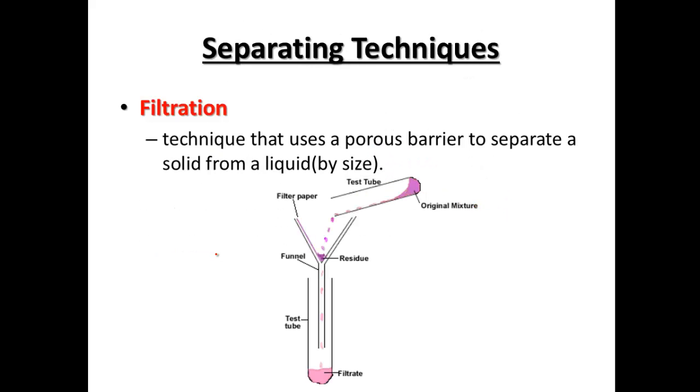So our first separation technique, beginning at the top of the next page, you have four different boxes. The first one, you need to write down this name, filtration. Filtration is a technique that uses a porous barrier to separate a solid from a liquid by size. We have our filter paper, and the filter paper keeps the residue, or the solid material, up above and allows the filtrate, or the liquid, to pass through. So you are able to separate out the two parts of the mixture by size. So that's our first one, filtration.